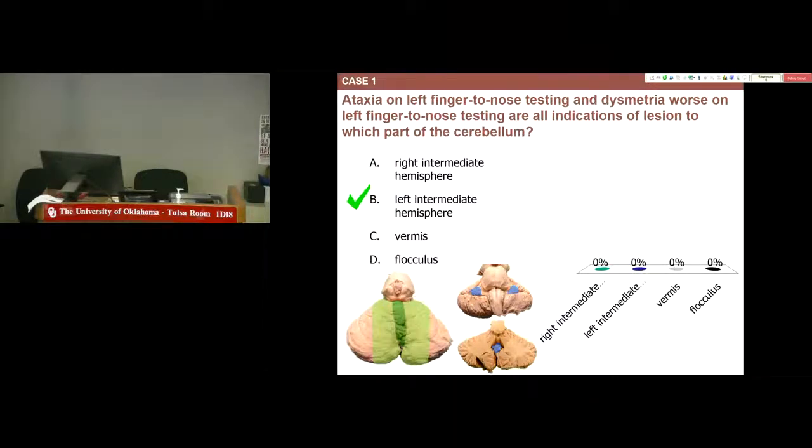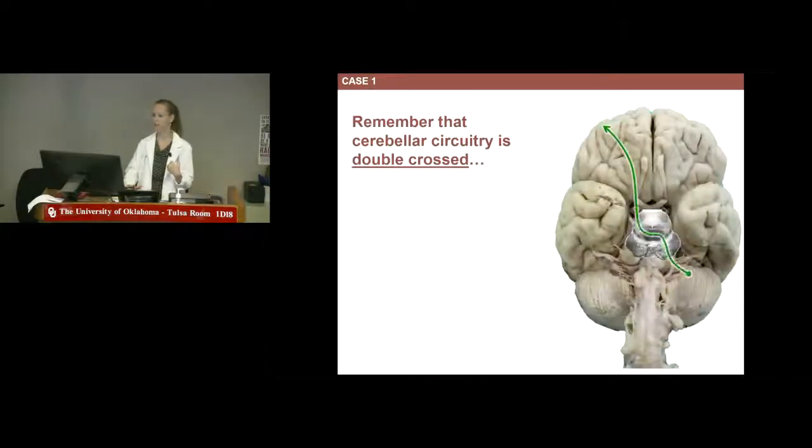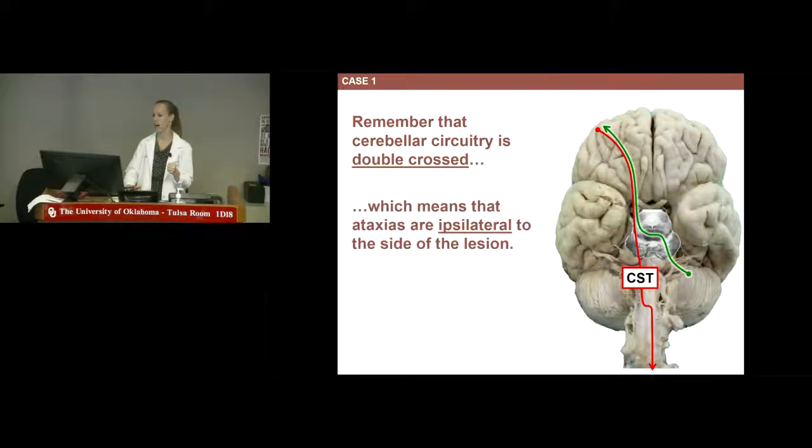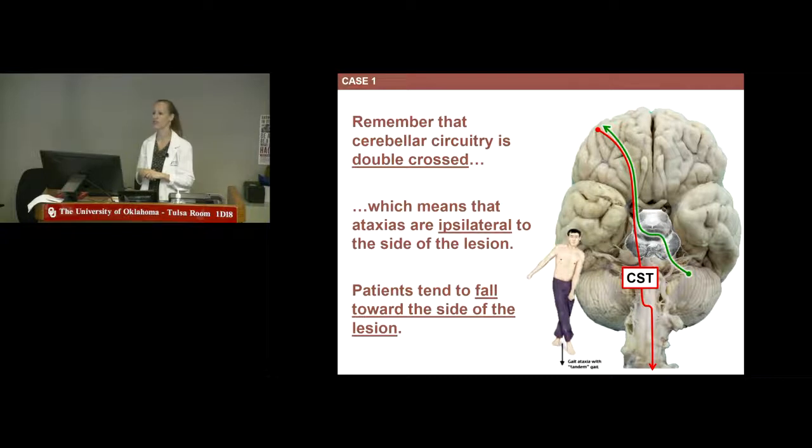And then the second part of this question is, what side of the cerebellum controls what side of the body? So with cerebellar lesions, remember we said the cerebellar system is essentially double crossed. So right cerebellum influences coordination in the right body, left cerebellum influences coordination in the left body. Okay, so again, here's the diagram from lecture. So ataxias are ipsilateral to the side of the lesion.